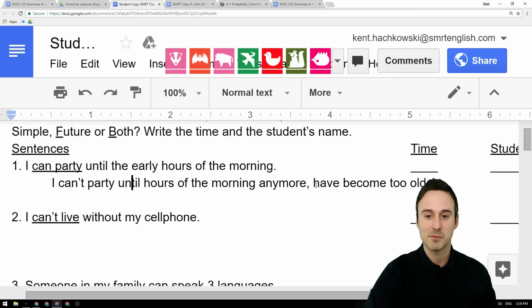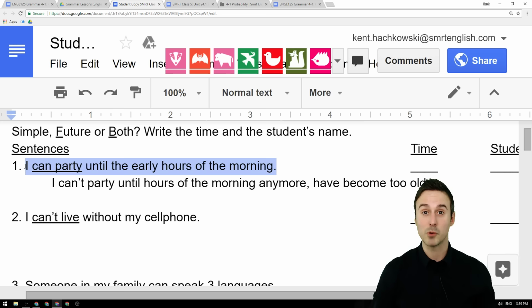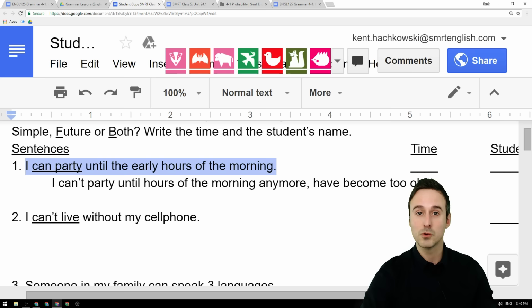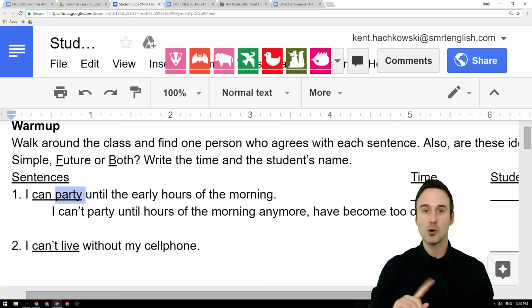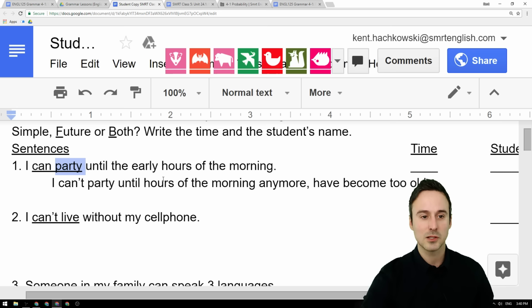I'm not sure. And so one person said that this idea is present. Good. And I think that's correct, isn't it? Because when you say I can party until the early hours, you're talking about something which happens all the time, kind of a repeated action, right? And we always use the present simple grammar for repeated actions. So no ing here, just simple, right? So whenever you hear me say simple, it means no ing verb. It's just I can party, I can go, I can walk. Okay, yeah, you guys are all right, you got it. So again, some people agree with this idea. So let's look at the next one here.